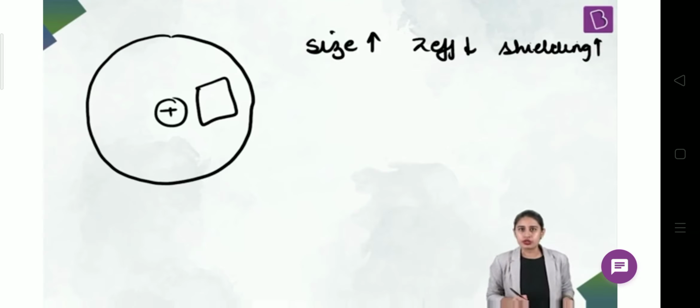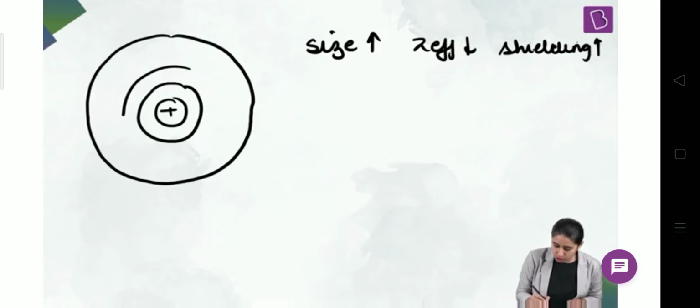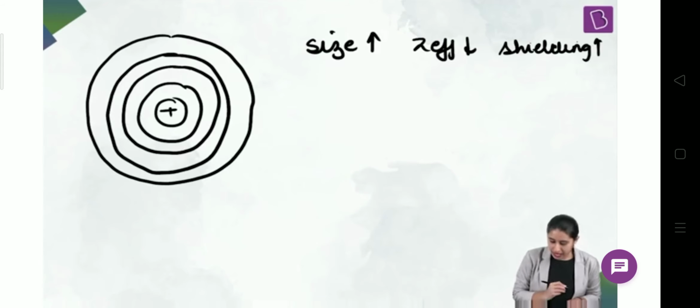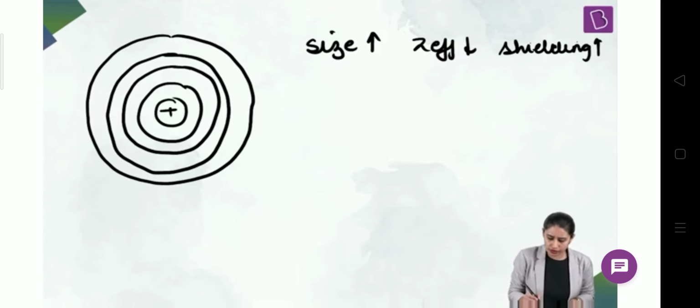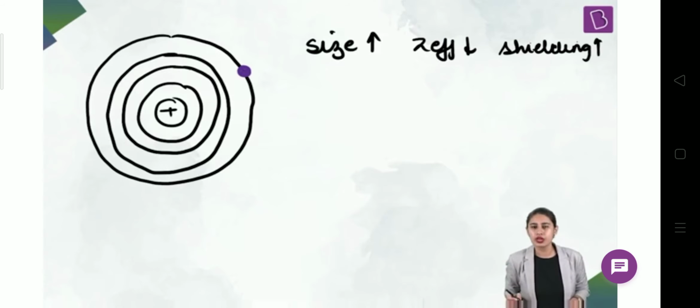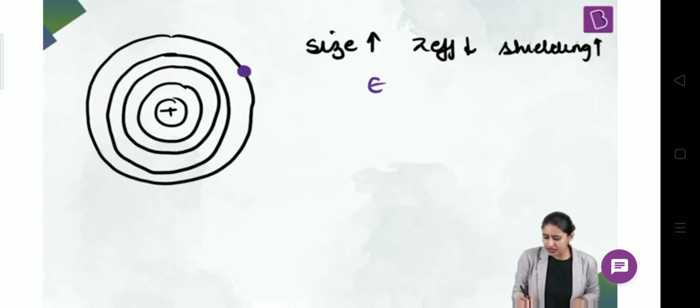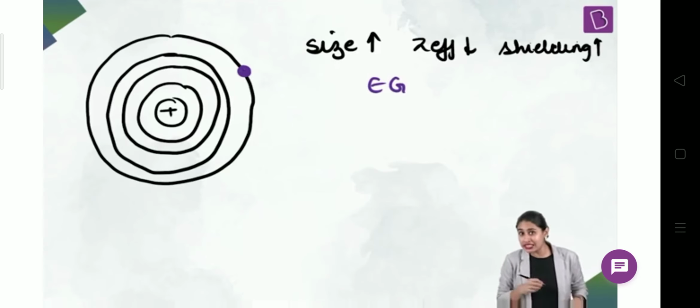We know this relation. But what will be the impact of these three things on electron gain enthalpy? Let's say to this atom, we are willing to give an electron, and we want the electron to come from infinity to its outer shell. In order to give it an electron, when the size is big, we can say that less energy will be released.